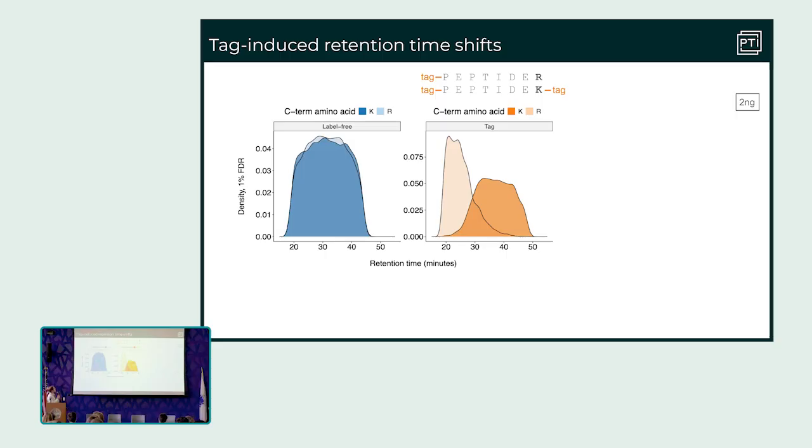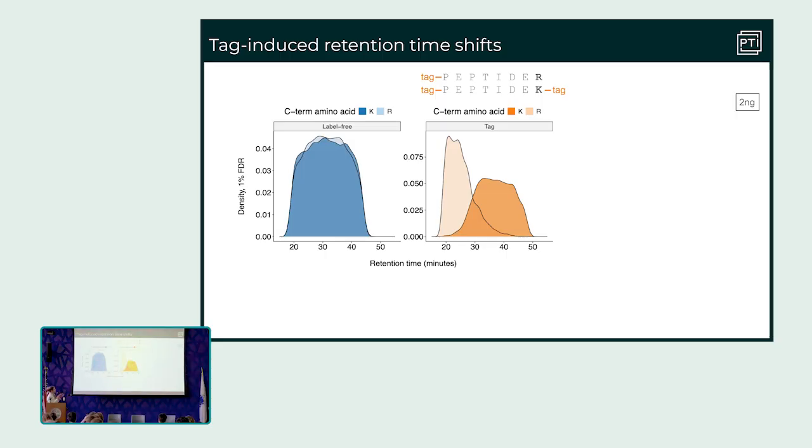Another important characteristic of tags that we are quantifying is the retention time shifts that the tags can induce. So to set this up, a standard tryptic digest will yield peptides that end at either lysine or arginine. In a label-free context, these do not elute significantly different from one another. Their distribution of retention times is very evenly matched.